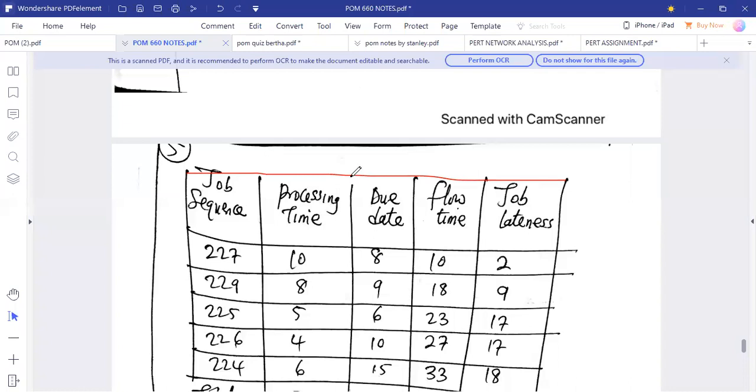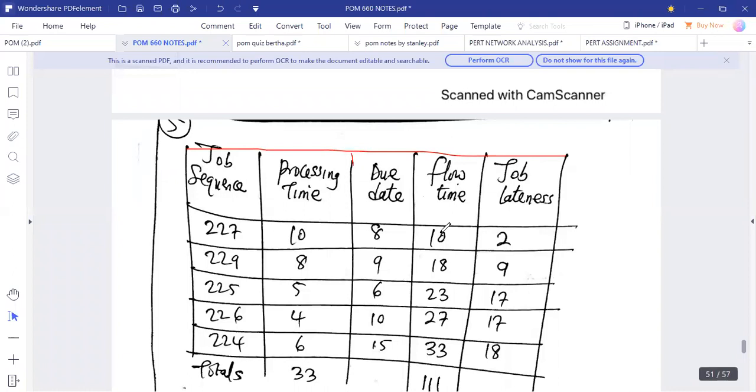All right, so we find the cumulative frequency of processing time. So there's a 10 here, then there's an 8 here, which is giving us 18, then 5 giving us 23, then 4, giving us 27, and then giving us 33. We are accumulating that. Should we pass the due date, then we are late. Our due date is 8 for the first one, so the job lateness is 2 for the first one.